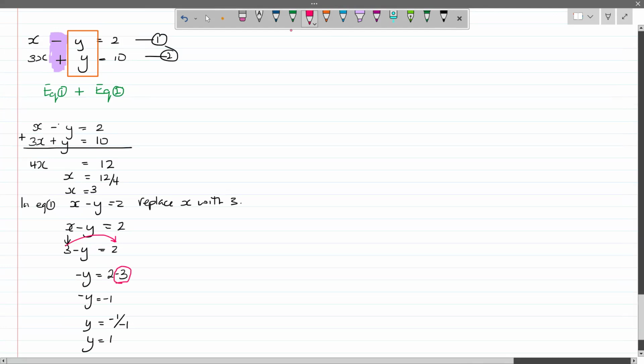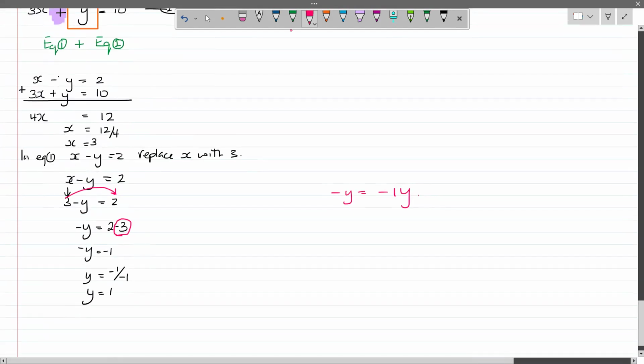Right? 2 minus 3 will give me minus 1. And then this is actually a minus 1y. We just don't write the 1 in front of it. So I have to carry that across the equal sign.